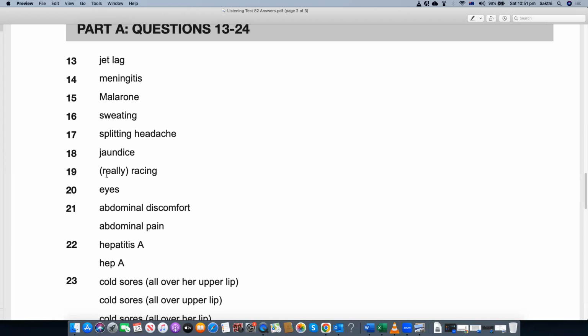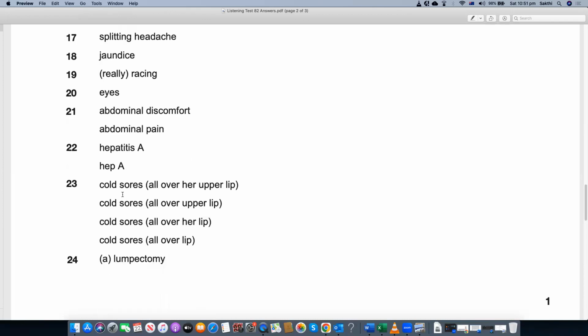Question number 19 has the answer really raising or just raising. So you can write either raising or both really as well as raising. Question number 20, the answer is ice. Question number 21, the answer is abdominal discomfort or abdominal pain. Okay, so you can write any one of them and you'll get marks.